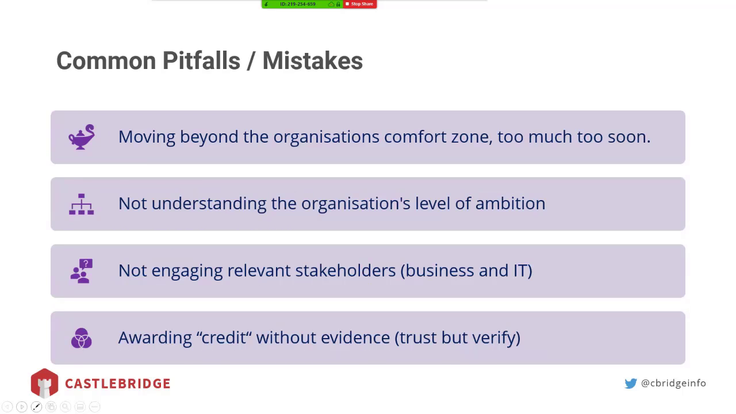Common pitfalls and mistakes we see with maturity assessments. Setting too much of a stretch goal is one that often happens. You find yourself at a 1, and someone says, I want to be a 3 by next September, and it's July. Doing too much change too soon is a problem, and you need to be very realistic in the roadmap that you set.